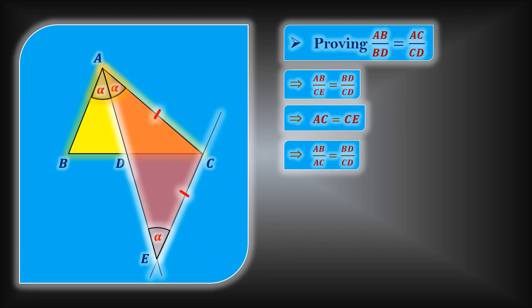Finally, by rearranging the equality of these ratios, we conclude that AB divided by BD is equal to AC divided by CD. And this completes the proof of the angle bisector theorem.